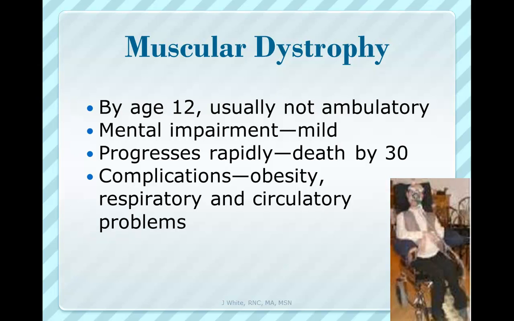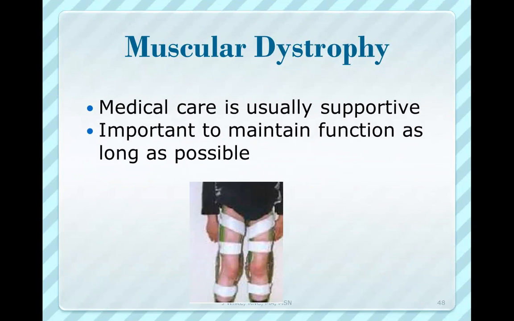There is a mild mental impairment associated with it. It does progress rapidly. Most of these children die in early adulthood from obesity, respiratory and circulatory conditions are the big issues. Medical care is supportive.